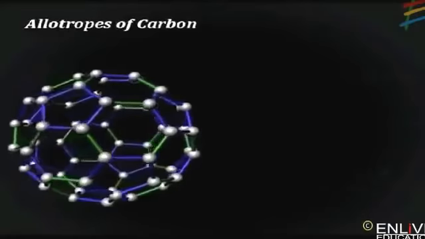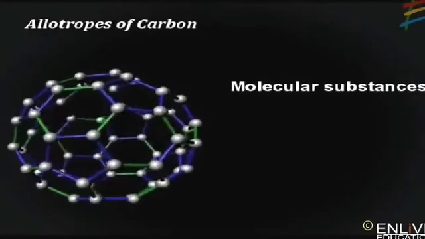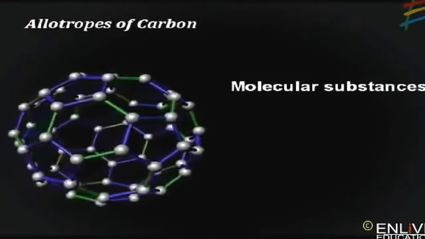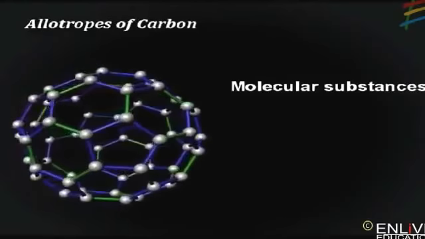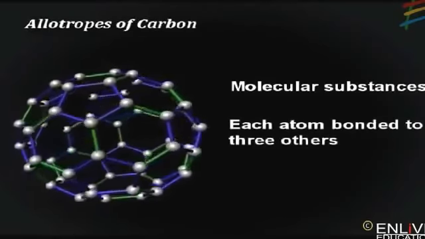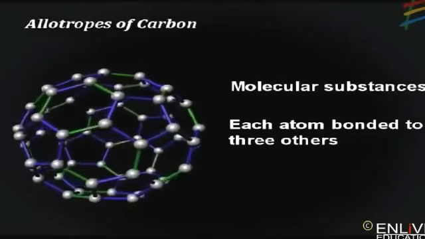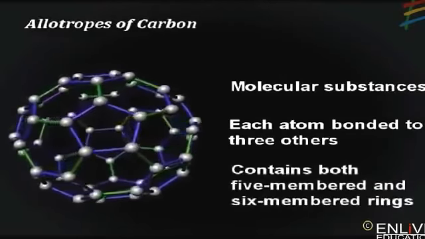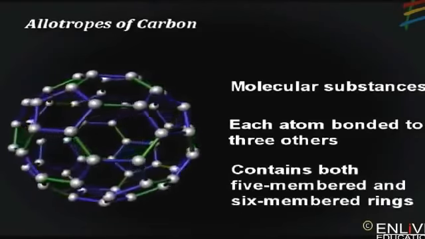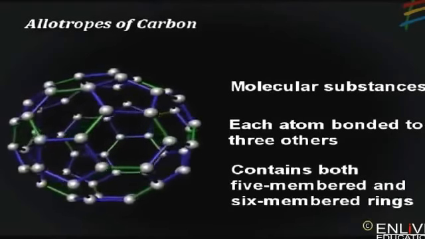Fullerenes. It is a molecular substance where carbon atoms are arranged to form spherical molecules. Each atom is bonded to 3 others as in graphite. The fullerenes contain both 5-membered and 6-membered rings, and the 5-membered rings are responsible for the curvature.